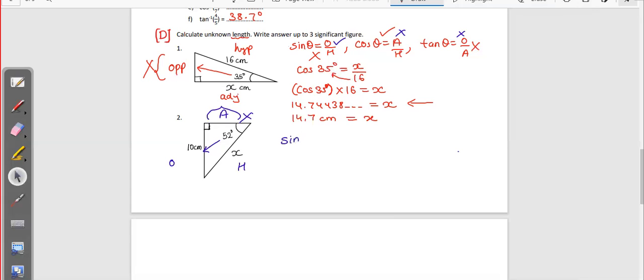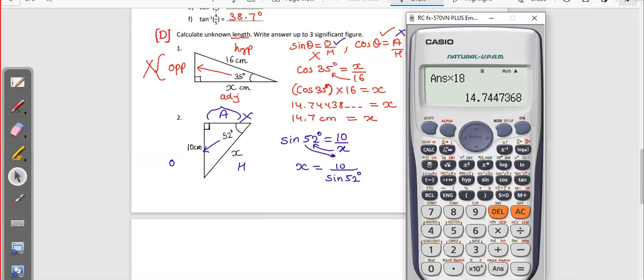So sine of 52 degrees. The formula is opposite upon hypotenuse. The opposite side is 10, the hypotenuse side is x. Now x is in the denominator, so we will move this x here and sine 52 here. So it will give us x equals 10 divided by sine of 52 degrees. Now we will use the calculator to find this value.